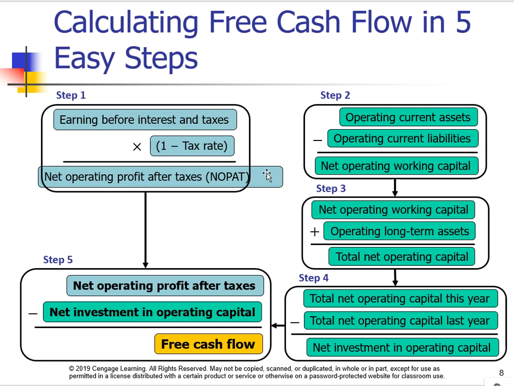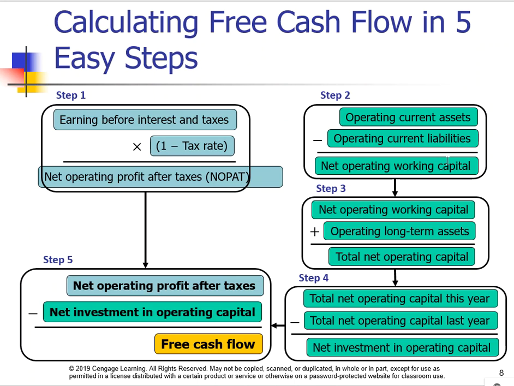And then we want to look at the assets. So we want to go through the balance sheet and pick out what's operating and what's not. We want to identify the operating current assets and the operating current liabilities. And operating current assets minus operating current liabilities gives you net operating working capital.